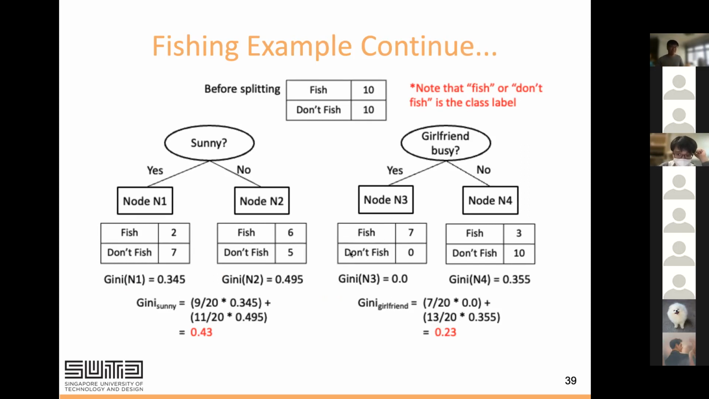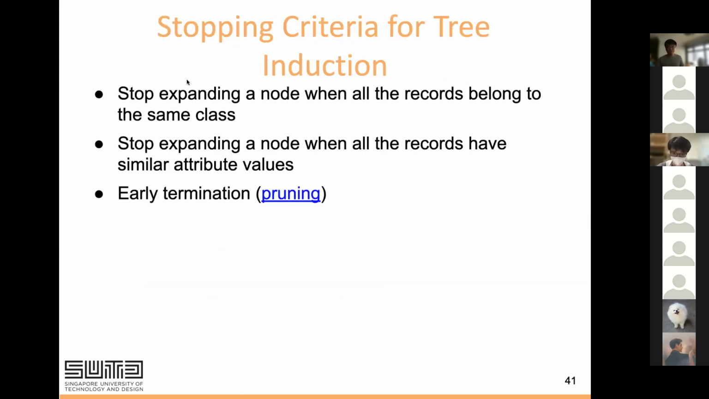Then obviously we don't have to continue. It's really pure. We don't have to continue for this branch. You should have spotted this as well. So we stop expanding a node when all the records belong to the same class.